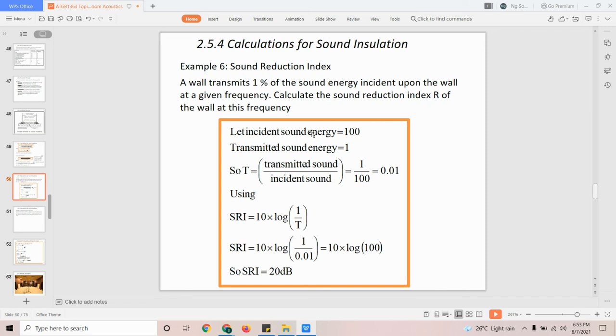So this is just an example to show what the SRI of this wall is at this frequency without any additional information. Just by being given this 1%, you'll be able to work out that the wall has a sound reduction index of 20 decibels. Just an example of how the formula can be used.